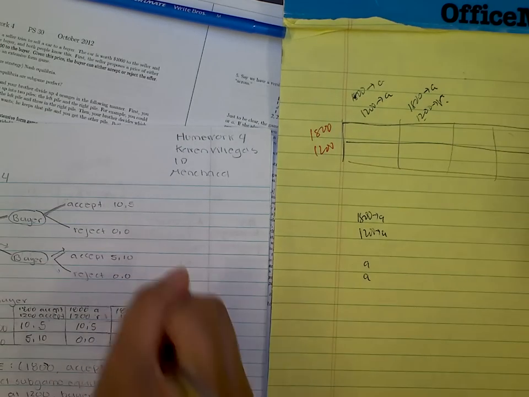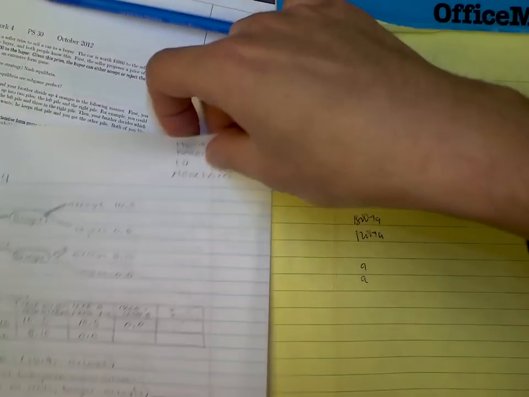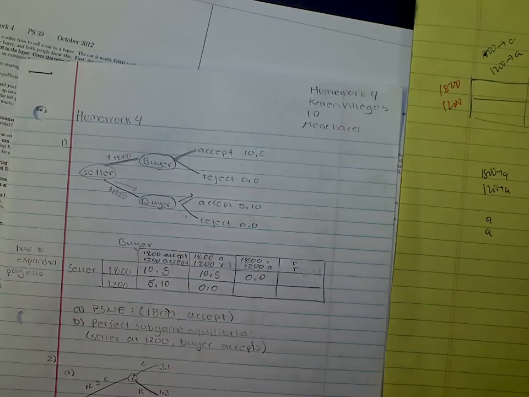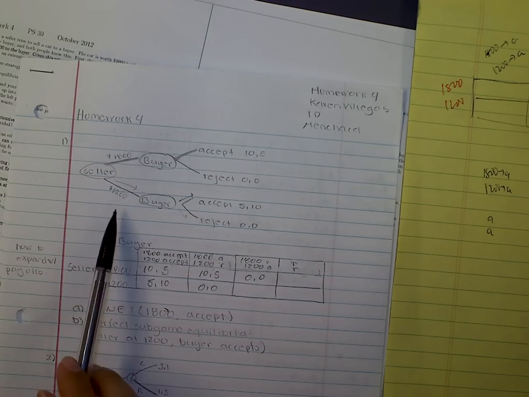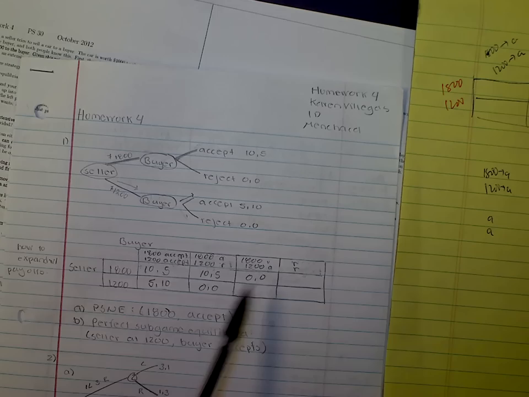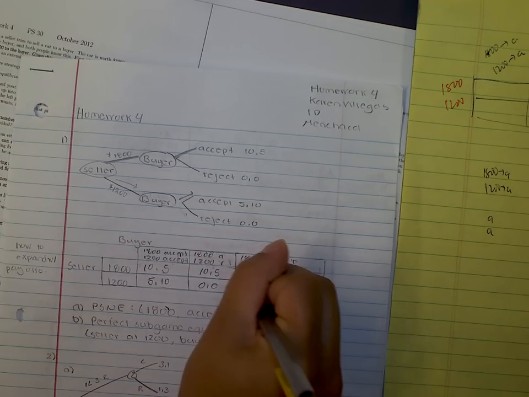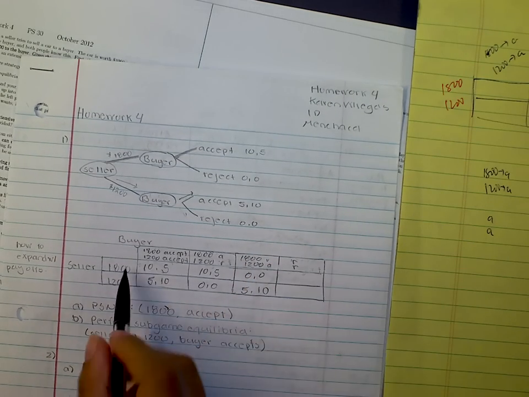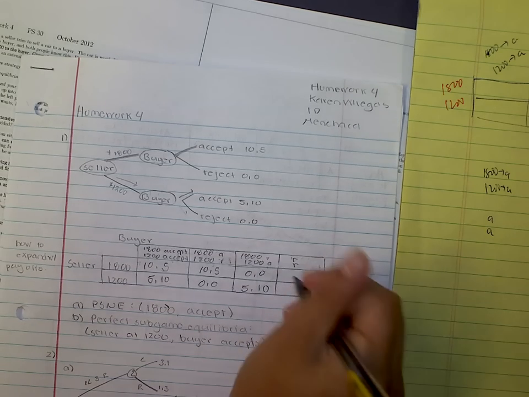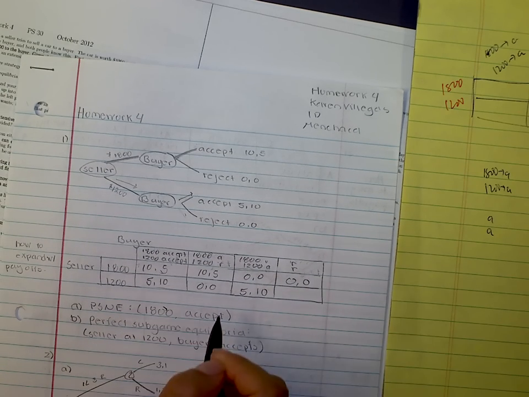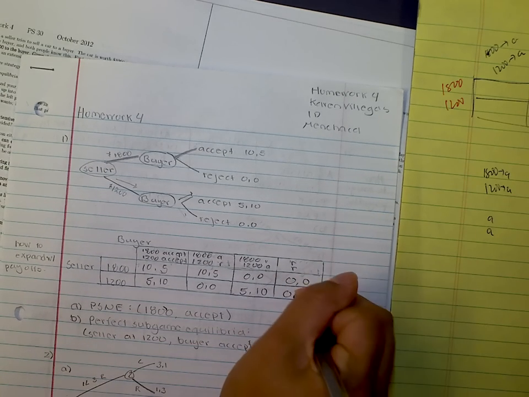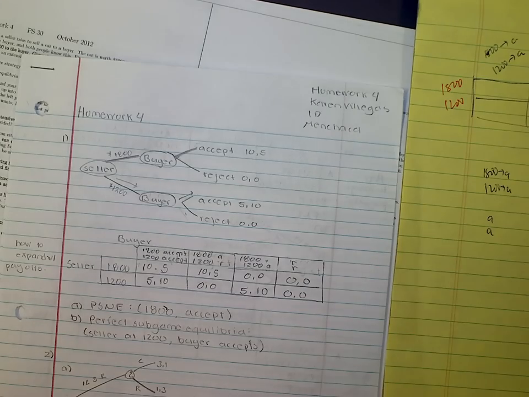Zero, zero. Oh, can we move it here so we can get to the camera? Okay, I think it's working, no problem. 1200. So 5 times. 1200 reject. 0, 0. 1200 reject. 0, 0.